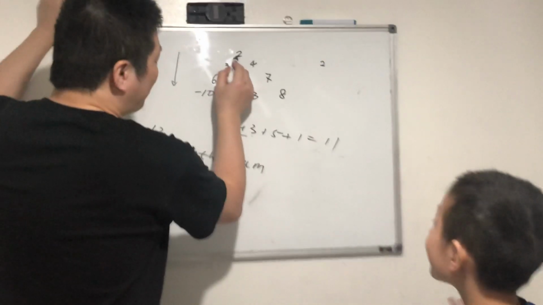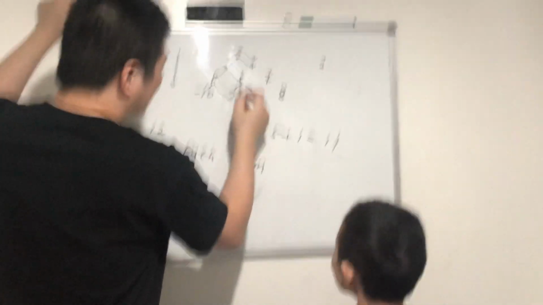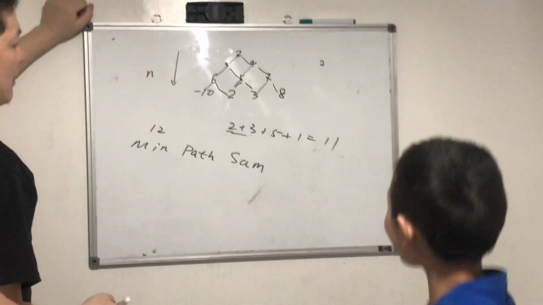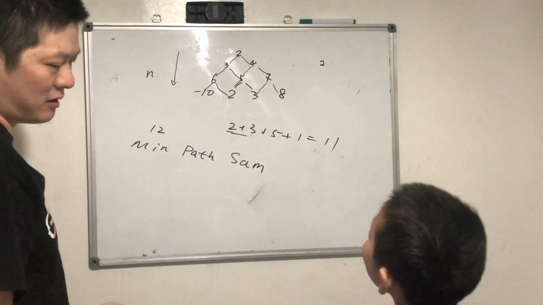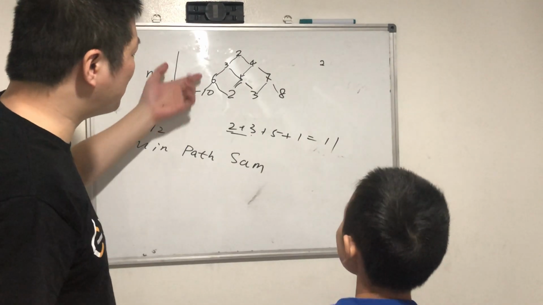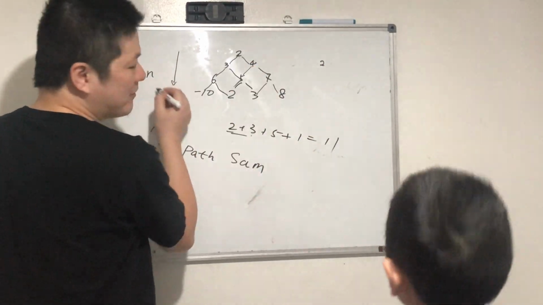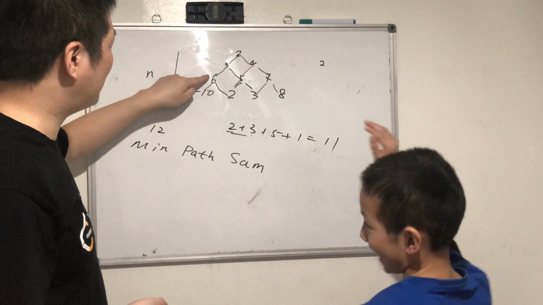Each one, look, I have 2 possibilities here, and then here I have 2 possibilities. 2, 4, 8, 16. Come on. How high will it be? Each one has 2, and then you have n rows.